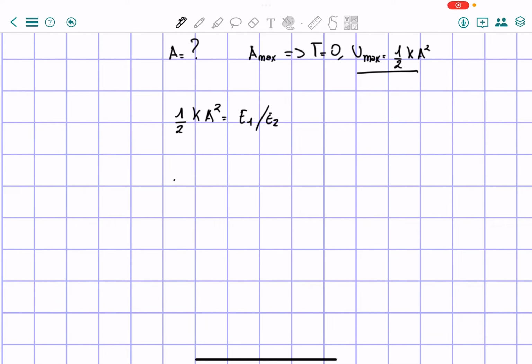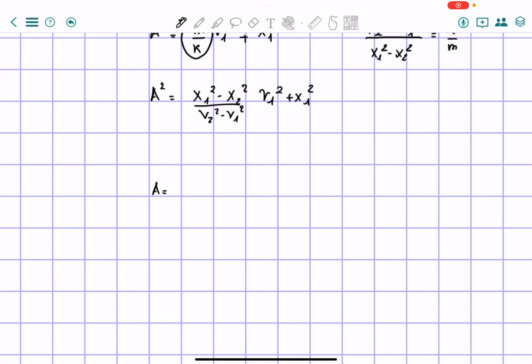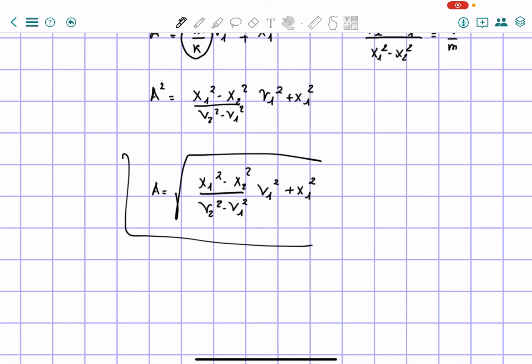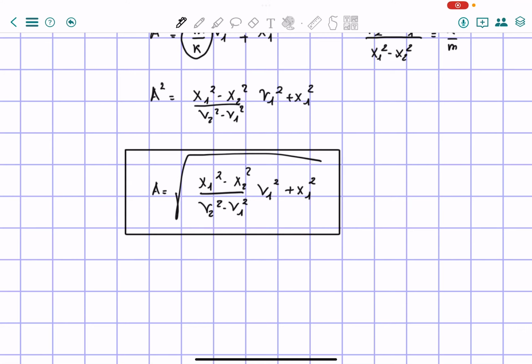So if you want a, we put a square root on both sides, and we get the square root of x1 squared minus x2 squared over v2 squared minus v1 squared times v1 squared plus x1 squared. Now this is our solution. Now in theory you can work it out and put just one single fraction, but we don't really need that. We can just leave it like this. It is correct.